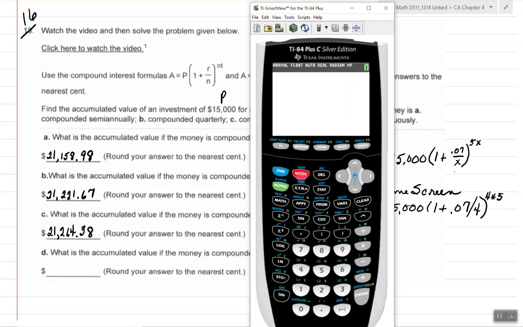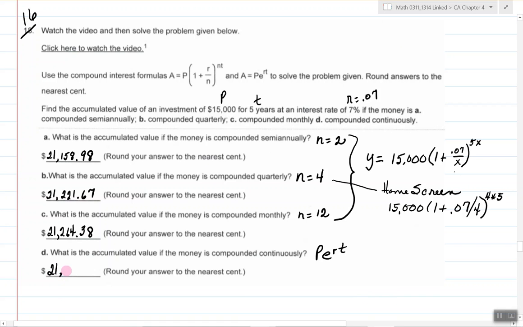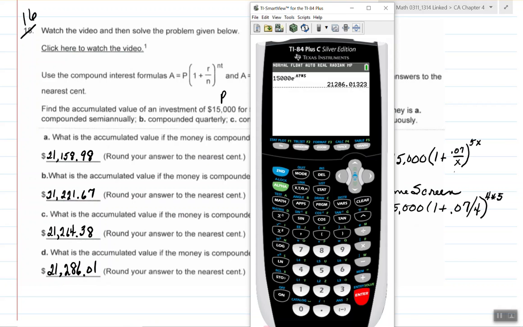There's my home screen. It is 15,000. Second of the ln key gives me e to the 0.07, it was 7%, times 5 years, close. Well, sorry, I never opened them. If you had opened parentheses, you would close them. And that gives me 21,286.01.